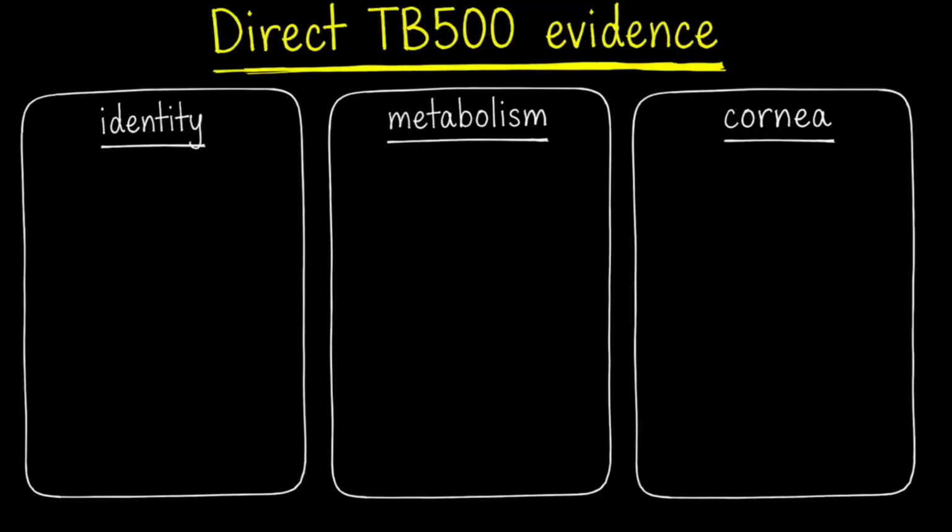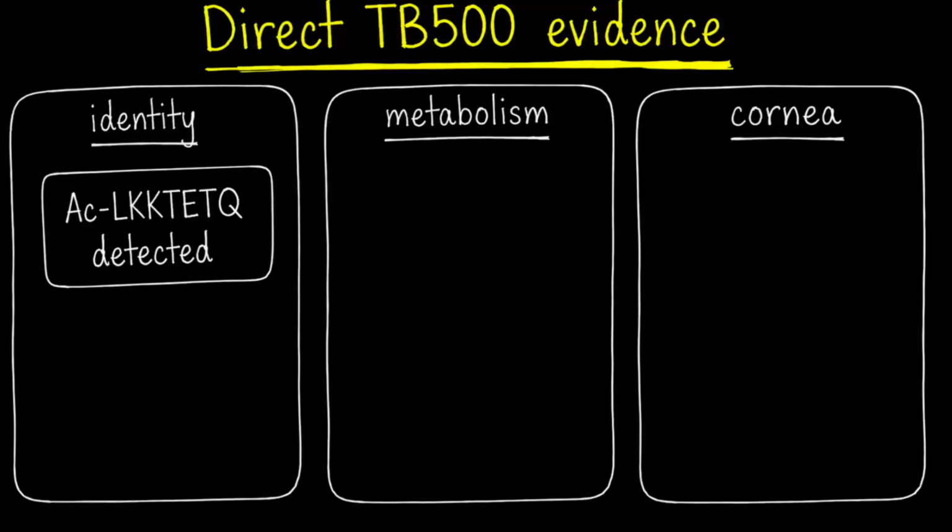So let's look at the direct evidence for TB-500, not thymosin beta-4. This is a little bit narrower evidence base than thymosin beta-4. The direct papers are mostly about identity, detection, metabolism, as well as a few preclinical models. So the first study here is a 2012 paper that characterized the acetylated version of TB-500.